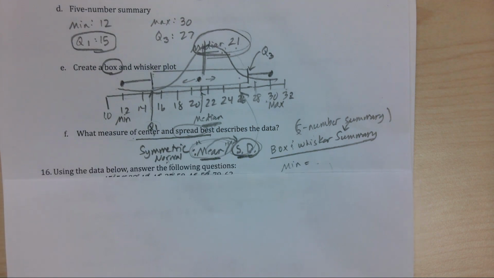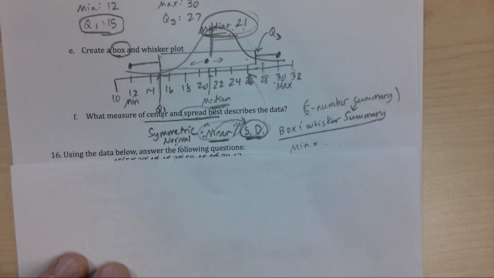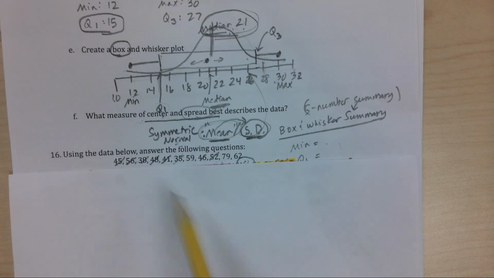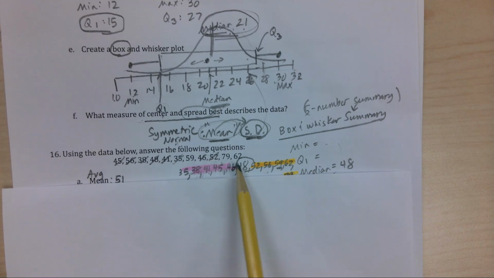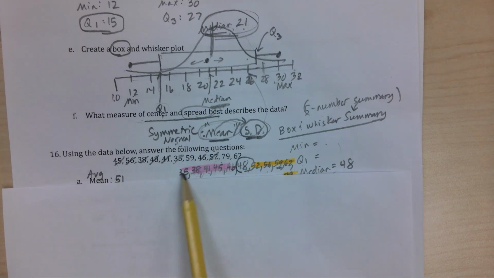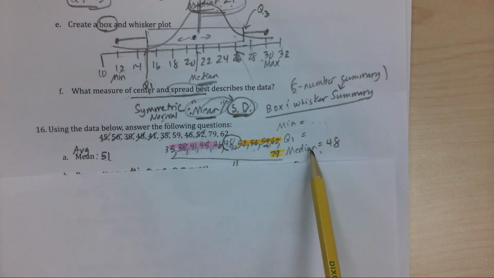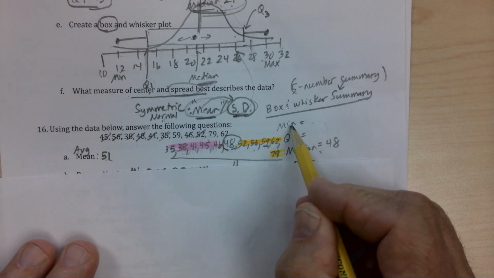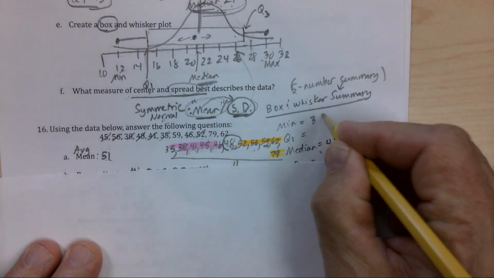It says, using the data below, answer the following questions. As you can see, I've already crossed them off and reorganized them. Once I've done that, I've gone from the low number 35 all the way up to the high number 62. I've made the low quartile pink and the upper orange, and smack dab in the middle is 48. So we can tell that the median number is 48. That jumps right out at us. The minimum value would be 35.